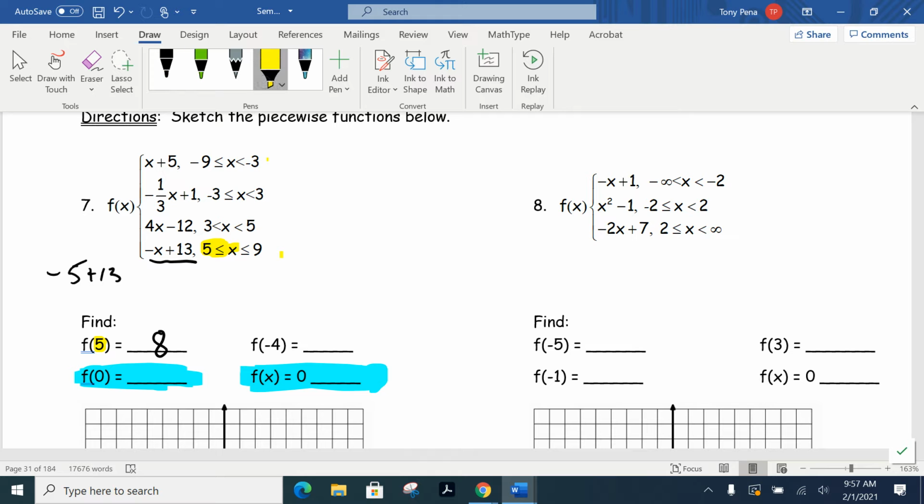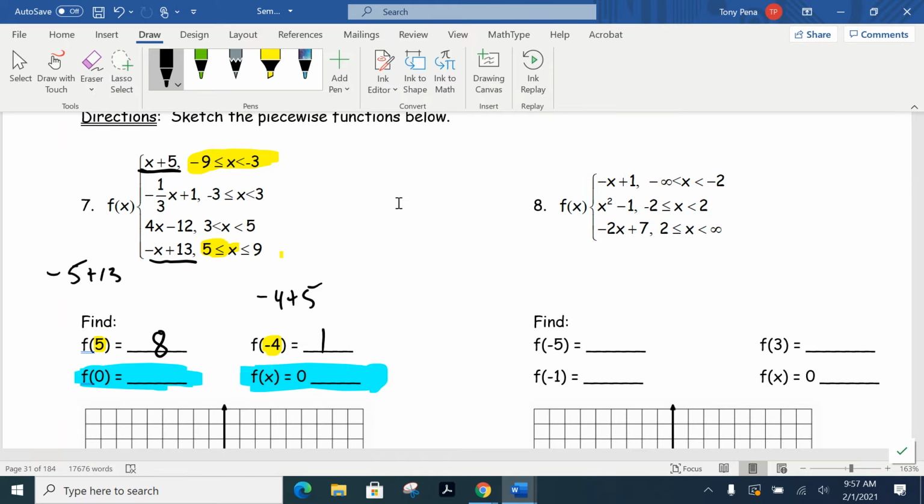Same thing with f of negative 4, same thought process. Where does x equal a negative 4 get defined at? So as we look through these 4 options, negative 4 should fit in between a negative 9 and a negative 3. So to find f of negative 4, we're using this function, the x plus 5. The x in this case is the negative 4. Add that up. That should have a value of 1. All right.